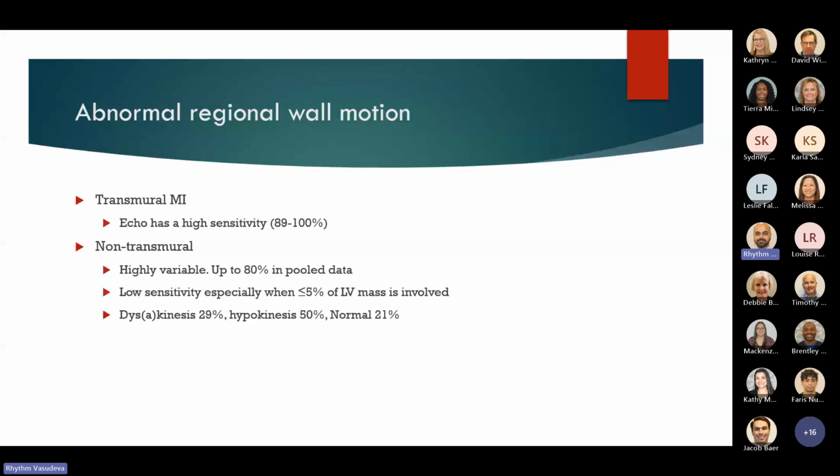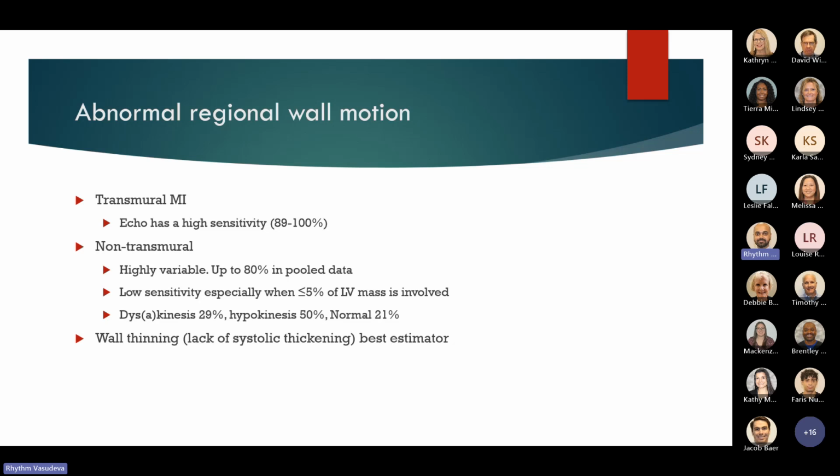However, for non-transmural MIs, which are mostly subendocardial or mild to moderate ischemia, it's highly variable. In some studies it's as low as 0 to 10%, but a pooled analysis showed its sensitivity is up to 80%. So still useful, but you can't rule out ischemia if you don't see a wall motion abnormality. It becomes of low utility when less than 5% of the LV wall is involved, so things like very distal MIs probably get missed on echo.